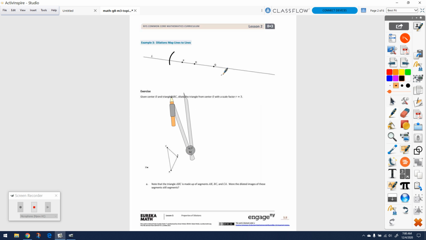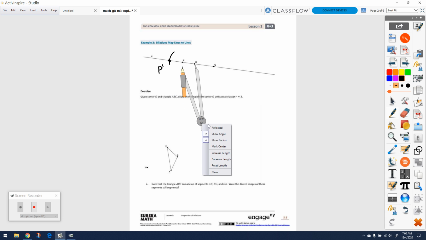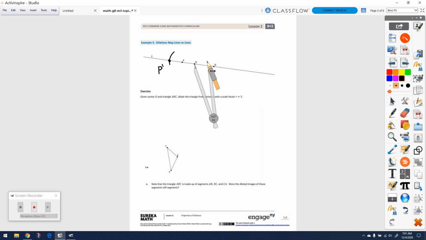And then I'm going to mark it. There's my P prime. And I'm going to do the same thing going the other direction. So I'm going to put my compass and put it on my Q, on my point Q. There we go. All right, and I'm going to pick it up, move it over, draw my arc, and now I have my Q prime also.